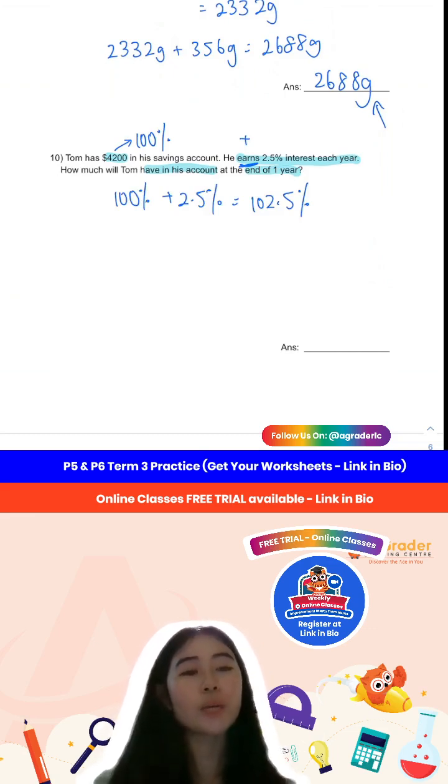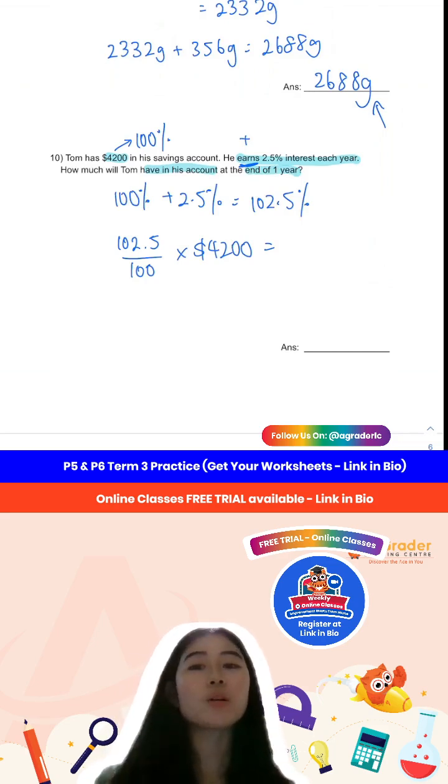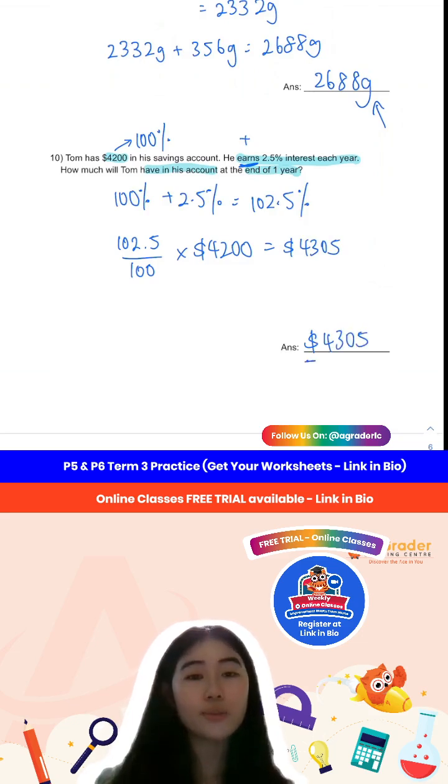All right. So how do we calculate the 102.5%? You can just write it as a fraction, and then you times the amount of money that he put in. You can use a calculator for this, so you should get 4305. That's the final answer. You do have to put the dollar sign, okay? So take note of that.